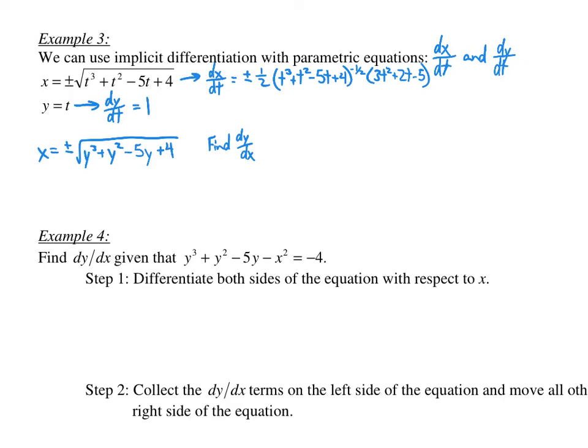So if I take the derivative of the left-hand side, I'm just getting 1. But on the right-hand side, I have plus or minus 1/2 times y cubed plus y squared minus 5y plus 4 to the negative 1/2, times, and here's the difference, here's the implicit part, a 3y squared dy dx plus a 2y dy dx minus 5 dy dx.